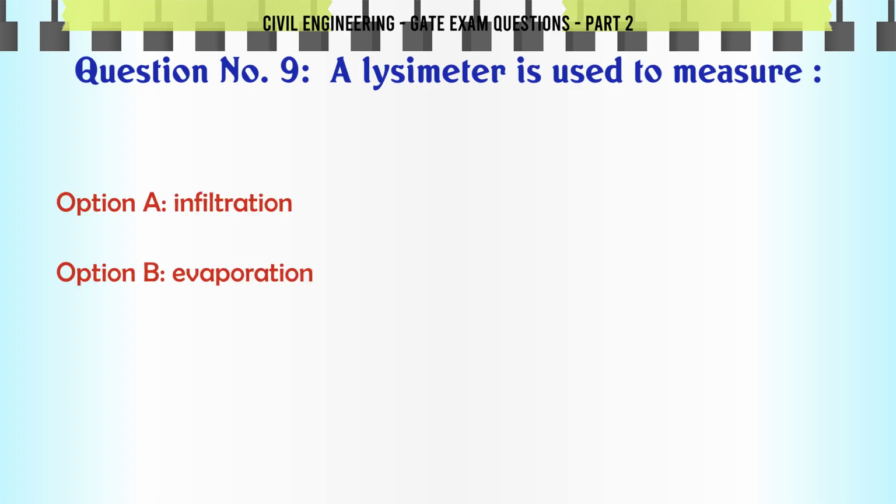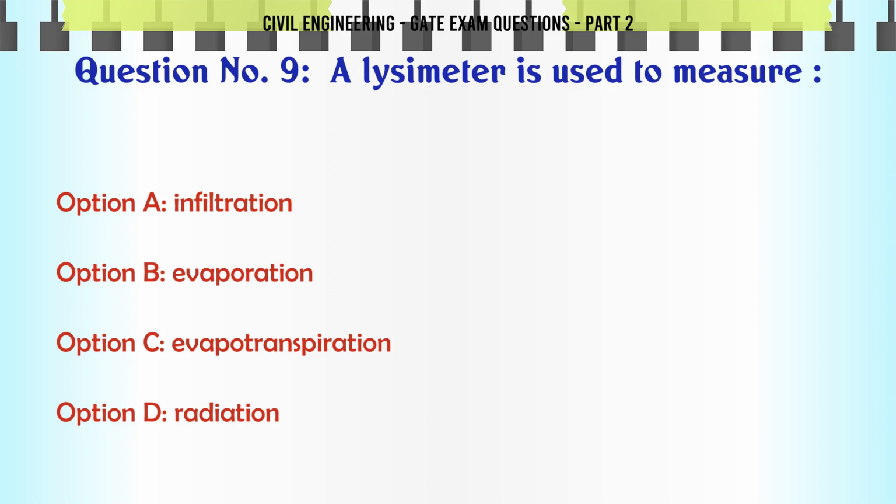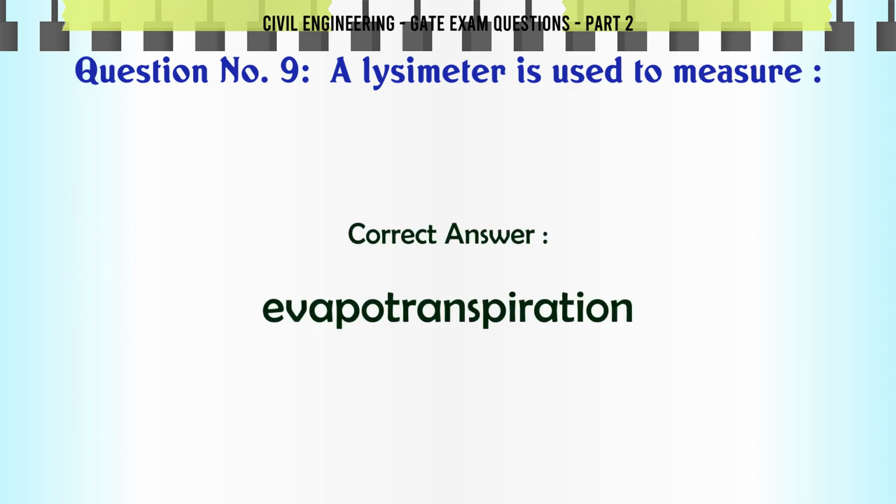A lysimeter is used to measure A. Infiltration, B. Evaporation, C. Evapotranspiration, D. Radiation. The correct answer is evapotranspiration.